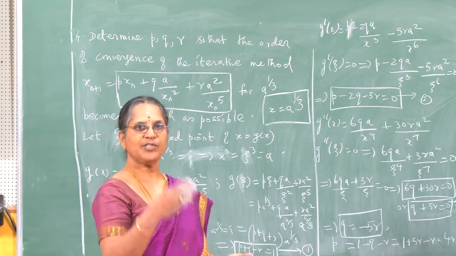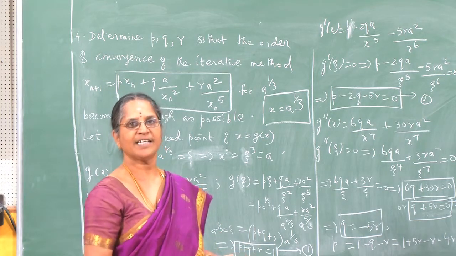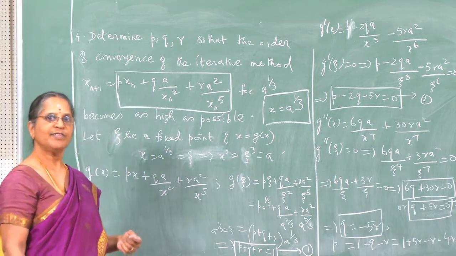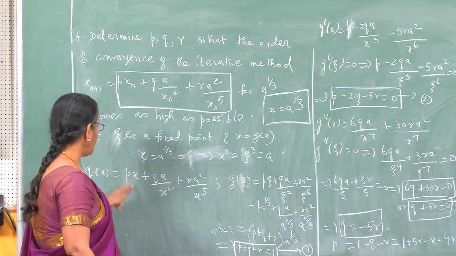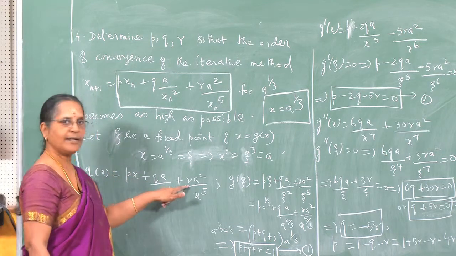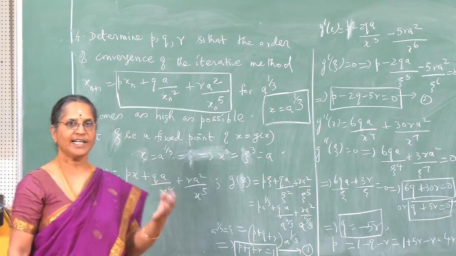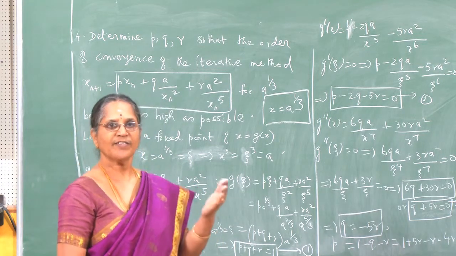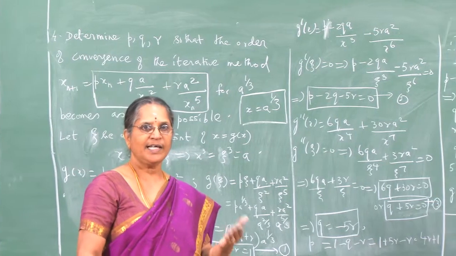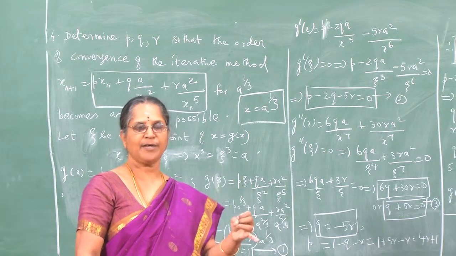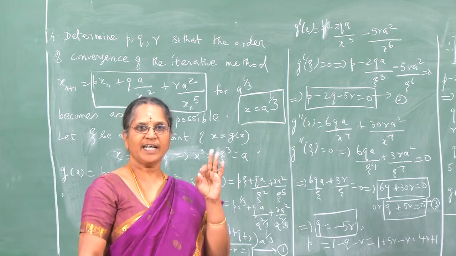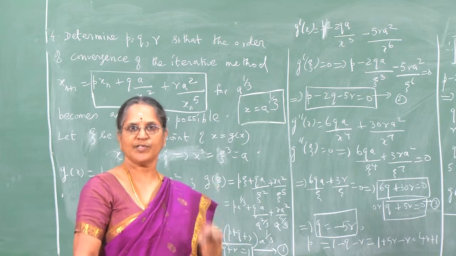What happens to g dashed of psi, g double dashed of psi and so on. How many unknowns do we have? There are 3 unknowns p, q, r. So, we require 3 conditions to determine these unknowns. So, we make use of the conditions as follows, namely g of psi must be equal to psi, g dashed at psi must be 0 and g double dashed of psi must be equal to 0.